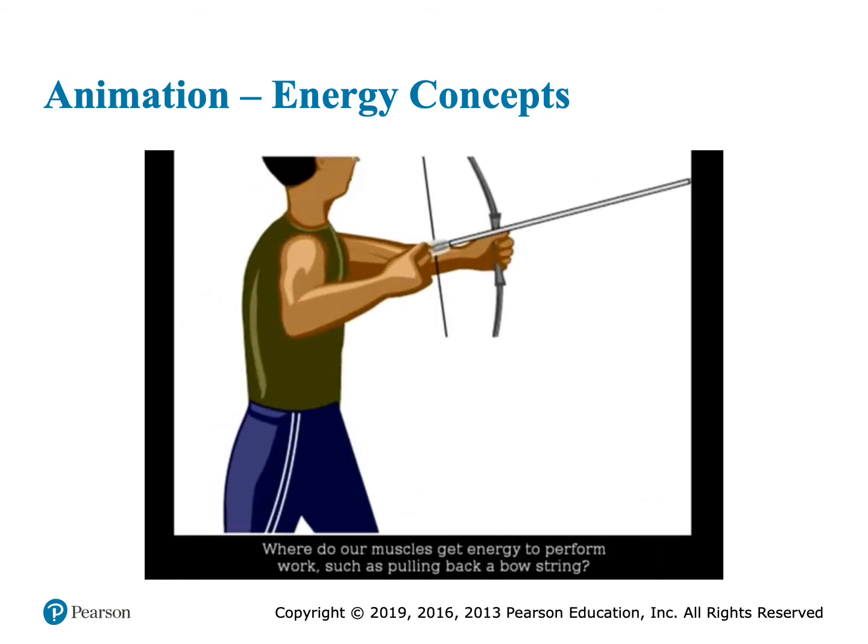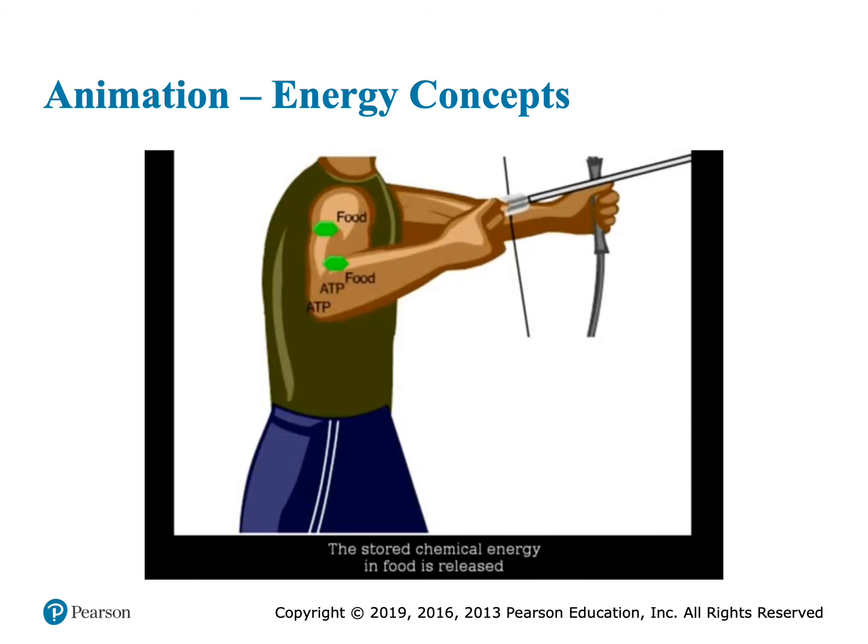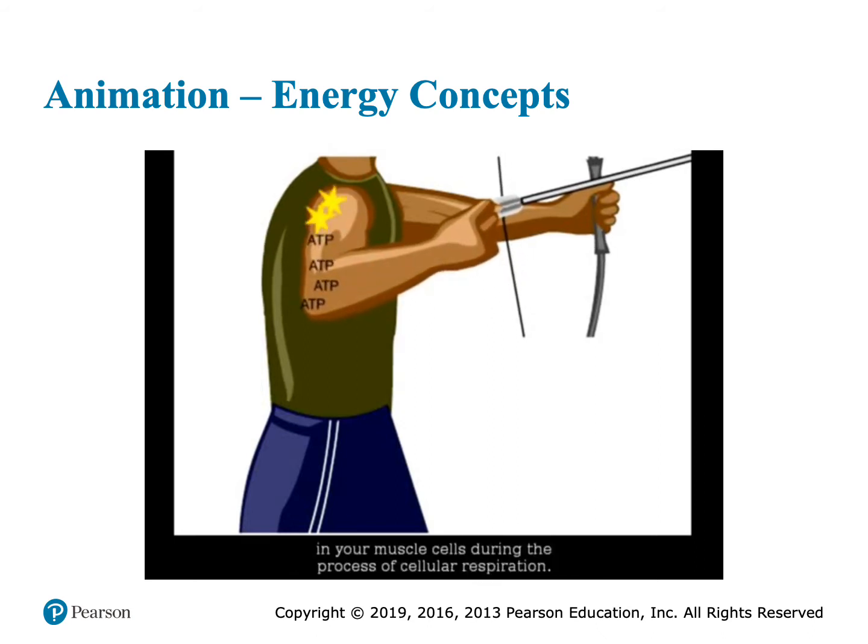Where do our muscles get energy to perform work, such as pulling back a bowstring? Our bodies use the chemical energy from food to perform work. Chemical energy is a form of potential energy. When your body breaks down food molecules, the stored potential energy from food can be converted to kinetic energy. The stored chemical energy in food is released in your muscle cells during the process of cellular respiration.